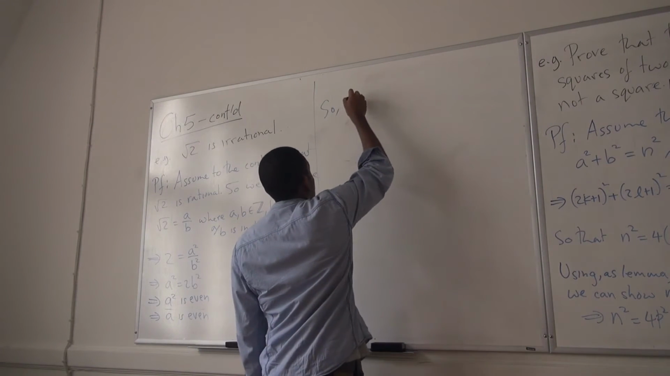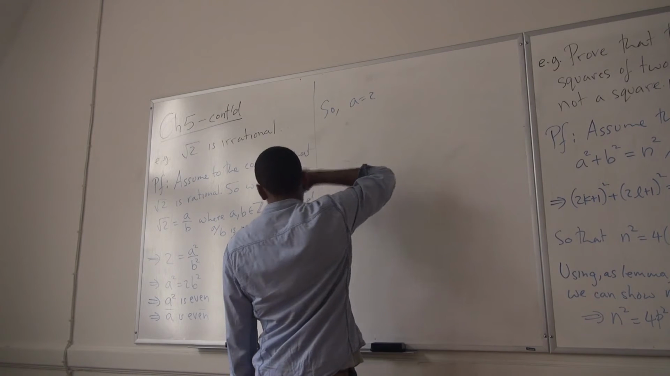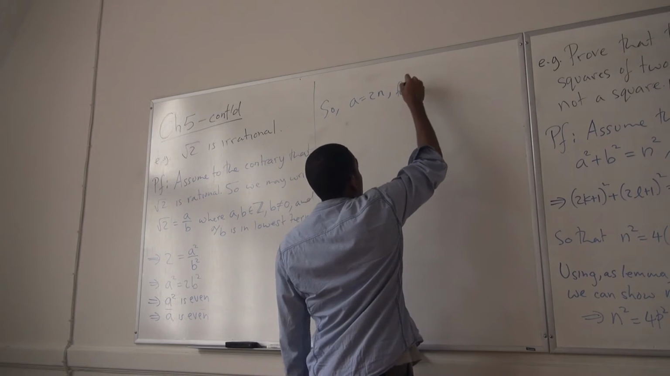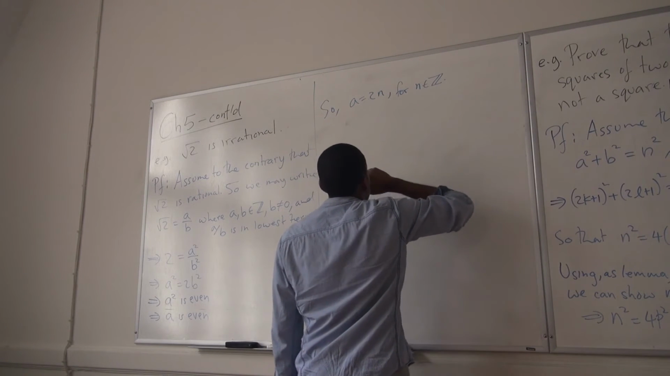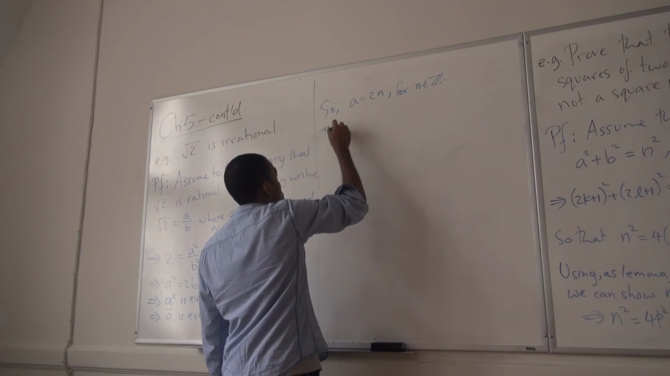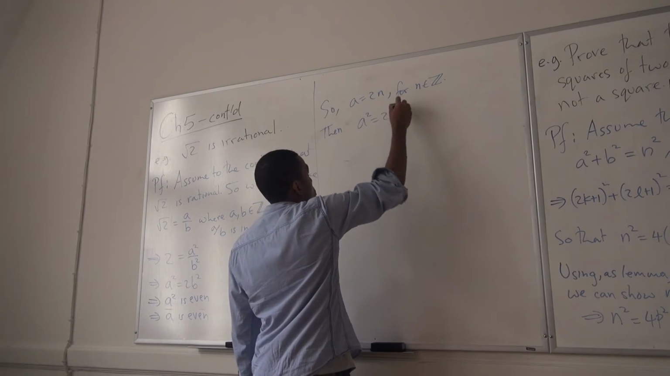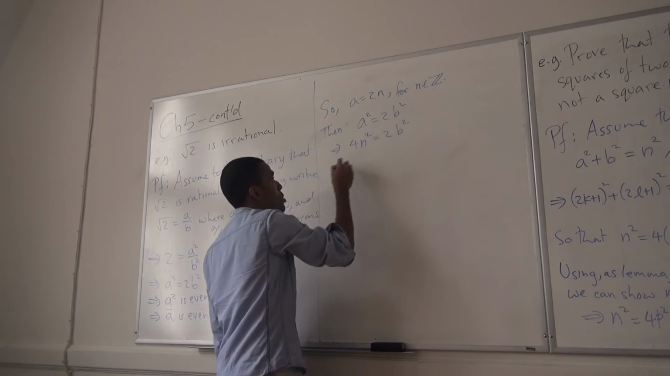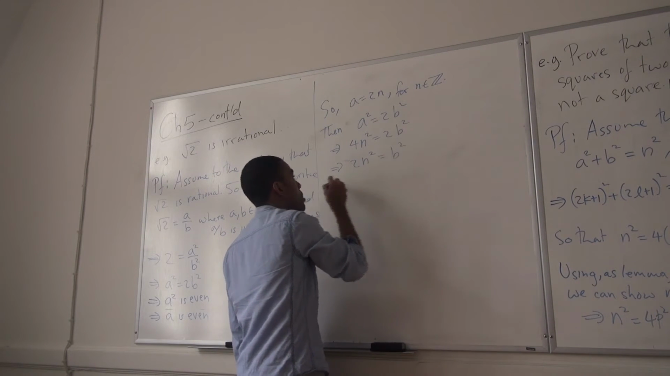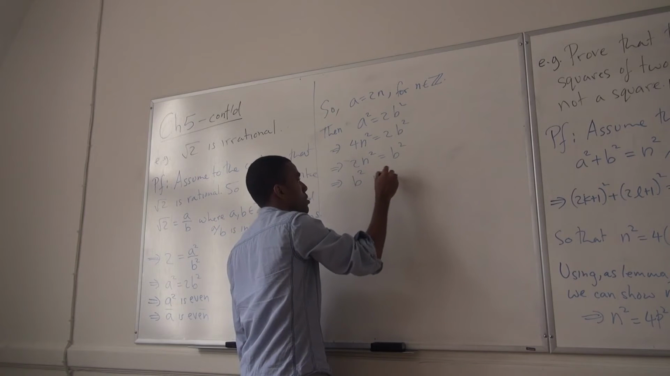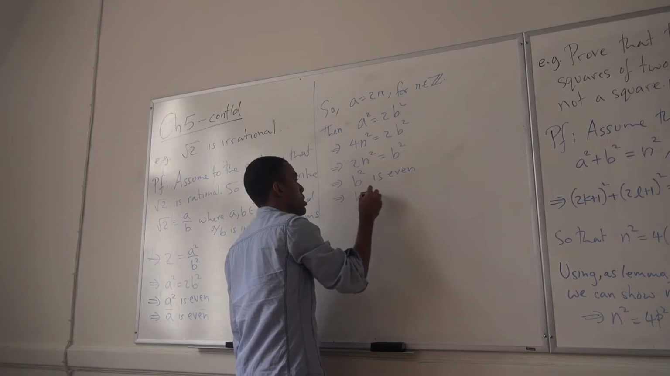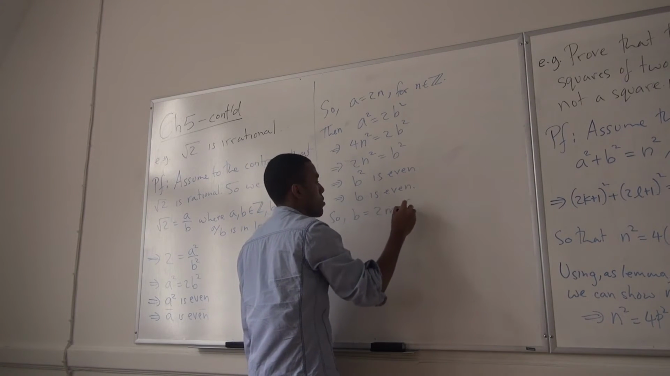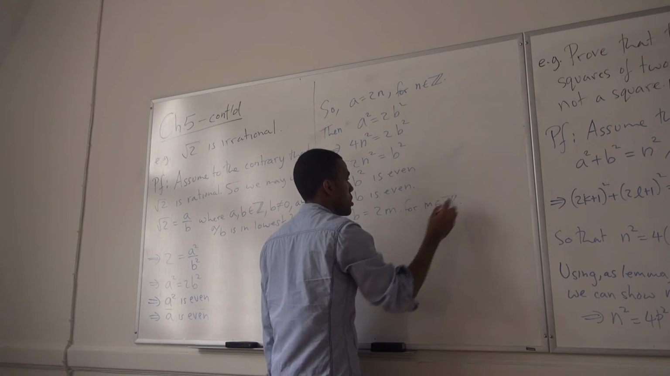So, a equals 2, what's a letter I haven't used? n. Then, if I have a squared is equal to 2b squared, this would mean that 4n squared is equal to 2b squared, which would mean that 2n squared is equal to b squared, which would mean that b squared is even, which means that b is even. So b is equal to 2m for some integer m.